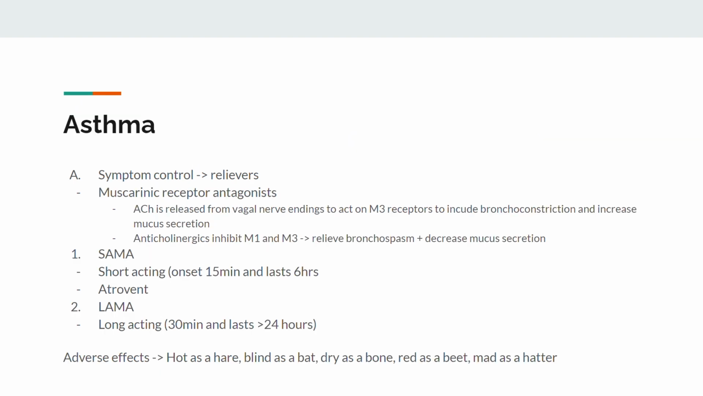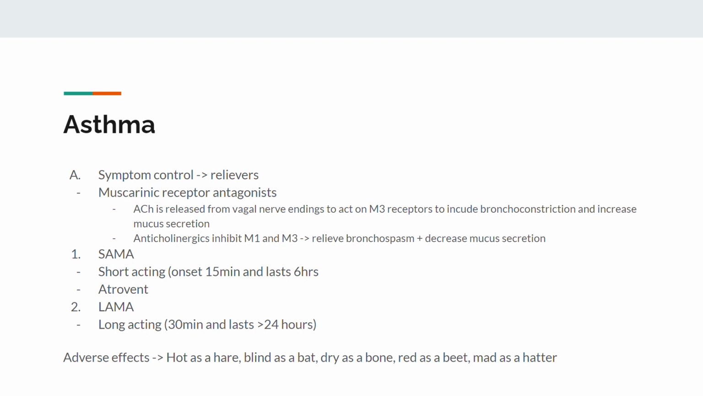So then in your symptom control, your relievers, you've also got your muscarinic receptor antagonists. And these essentially work to inhibit your M1 and M3 cholinergic receptors to relieve bronchospasm and decrease mucus secretion. Because normally, acetylcholine is released from the vagal nerve endings to induce bronchoconstriction and increase mucus secretion. And there's two types here as well, like the beta agonists. You've got your SAMAs and LAMAs. So you've got your short-acting muscarinic antagonists and your long-acting, very similar to your beta agonists.